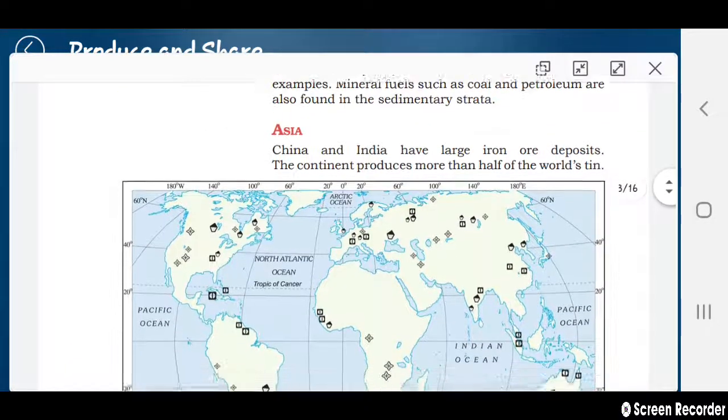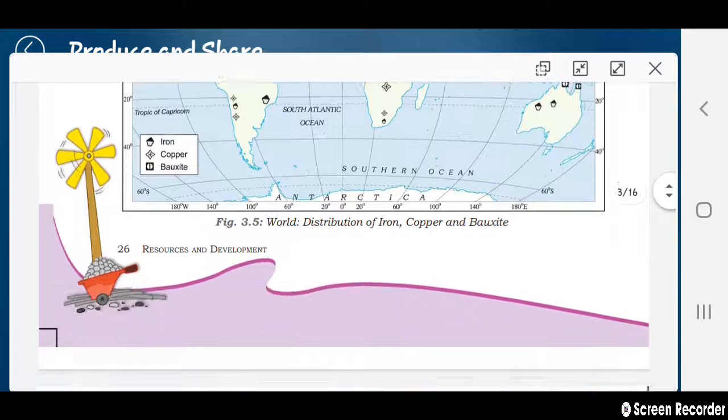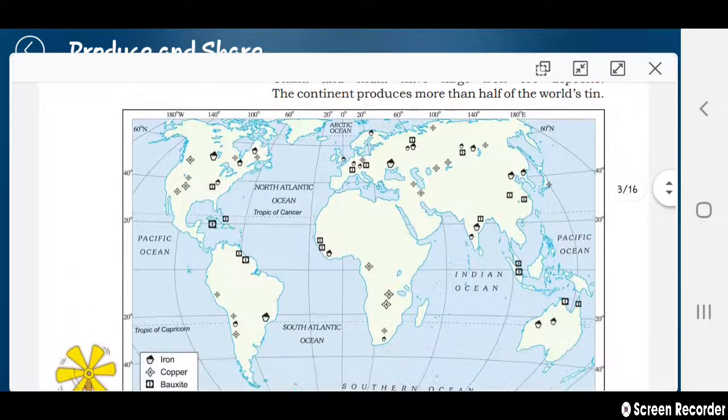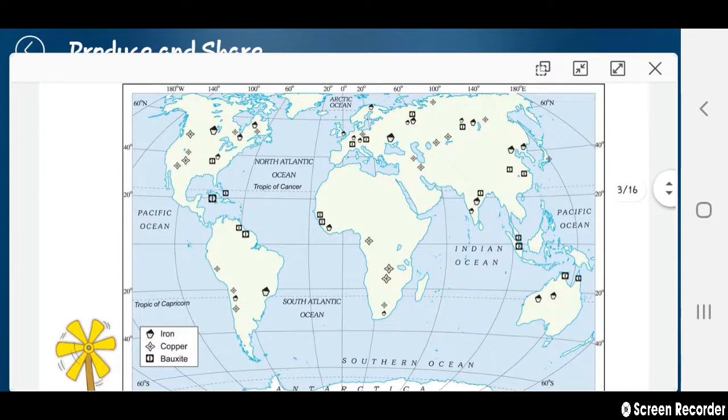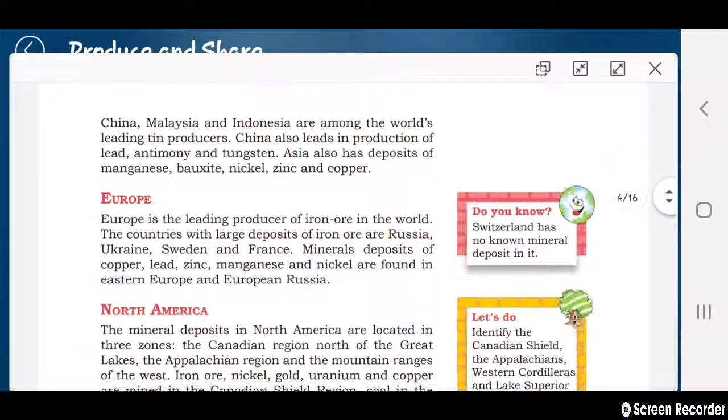Next, in Asia, China and India have large iron ore deposits. This continent produces more than half of the world's tin. In the picture, you can see the symbols for iron in this country, copper here, and the distribution of iron, copper and bauxite.